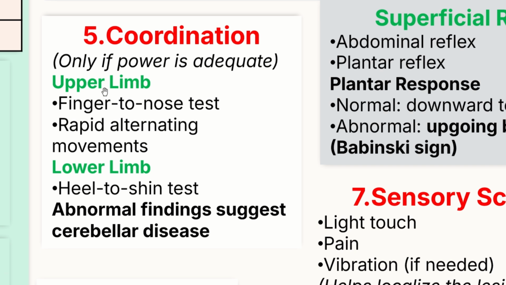This could point to cerebellar disease, because it's the cerebellum that is important for coordination. Then the lower limb, you want them to try out the heel to shin, where they put their heel onto their shin. And then if you find still abnormal findings, that's going to point to cerebellar disease.